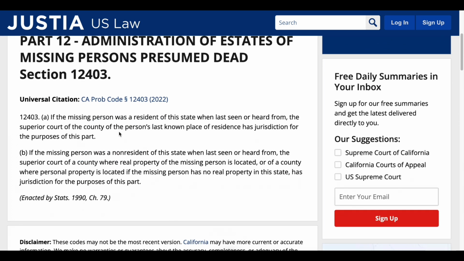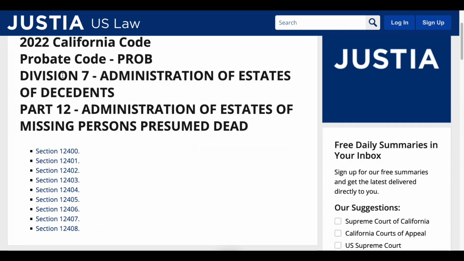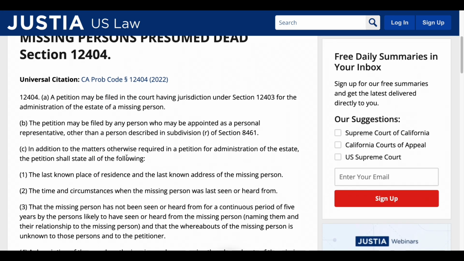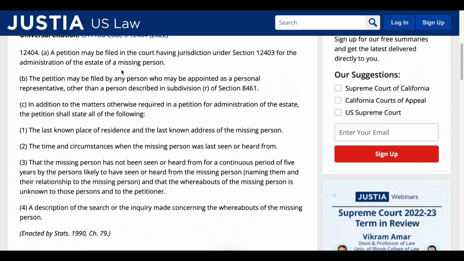It says if the missing person, I read this part already, seen or heard from, yeah. Let me go to 404. It's all about reading this stuff, y'all, to get some clear understanding. A petition may be filed in the court having jurisdiction under section 12403 for the administration of the estate of a missing person. The petition may be filed by any person who may be appointed as a personal representative other than the person described in subdivision (b) of section 8461. In addition to the matters otherwise required in a petition for administration of estates, the petition shall state all of the following.